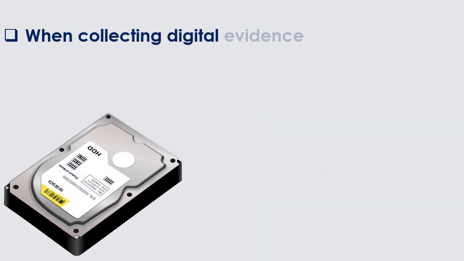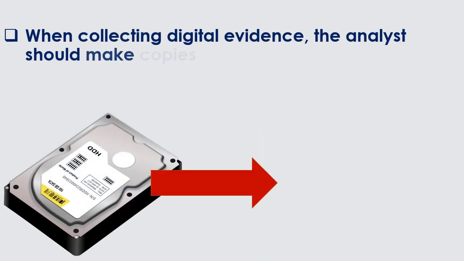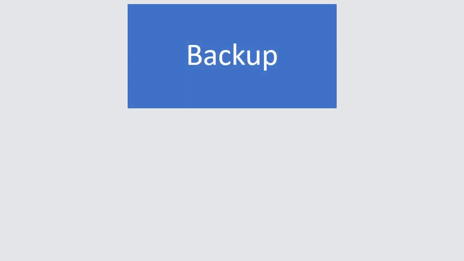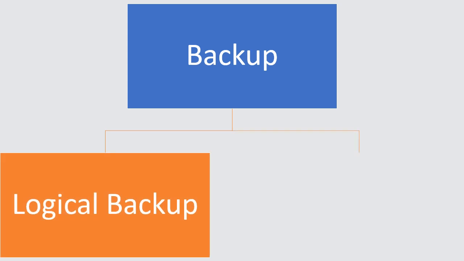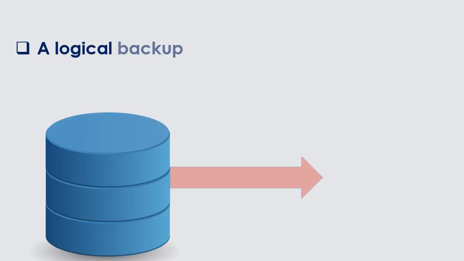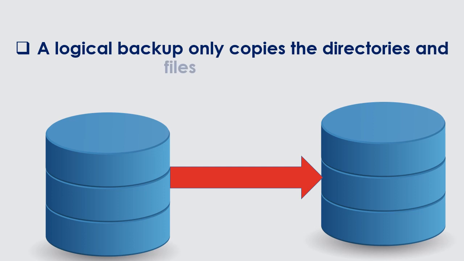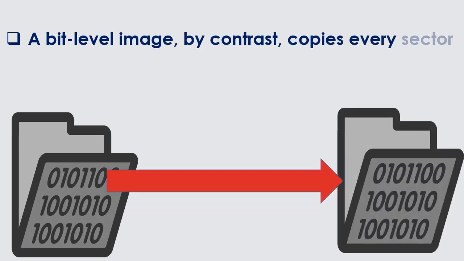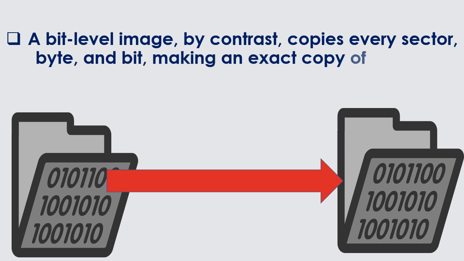When collecting digital evidence, the analyst should make copies of the relevant volume or drive. This can be either a logical backup or a bit-level image. A logical backup only copies the directories and files of the volume. This means it's the easier and faster choice, but it doesn't capture deleted files or data remnants in the slack space. A bit-level image, by contrast, copies every sector, byte, and bit, making an exact copy of the entire drive.